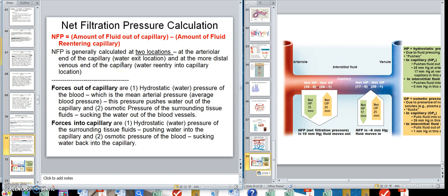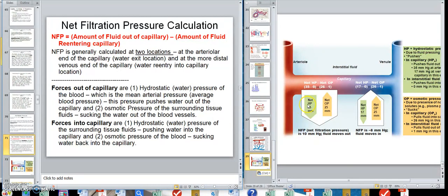Now, we will do that at the arterial end of the capillary and the venule end. There should be a greater force out at the arterial end and a greater force in at the venule end. Okay? So the forces out of the capillary would be the hydrostatic pressure of the blood. That's the water pressure, which is essentially the mean arterial pressure there. Now that's a push-out force.